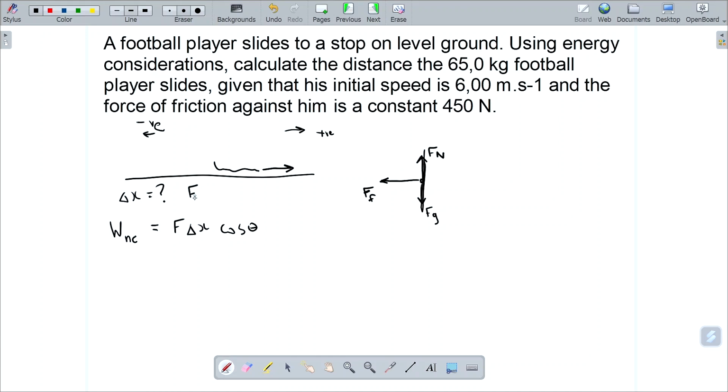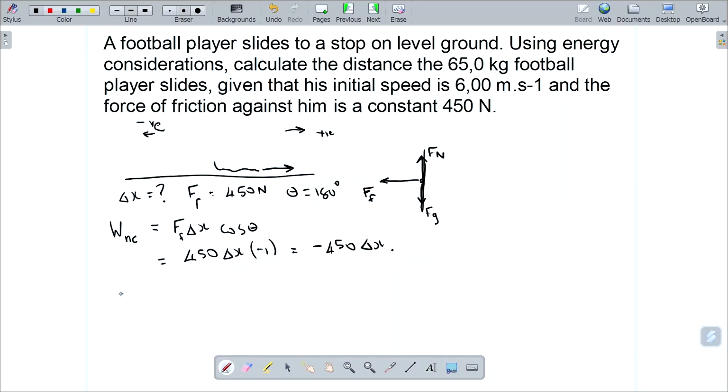We do know that the force of friction, this force here, is the non-conservative force, which is 450 newtons. And we also know that theta, because the direction of motion and the direction of the frictional force are opposite, is 180 degrees. Substituting this in here, we can see that the work done by the non-conservative forces will be 450 delta x times minus 1, because cos of 180 is minus 1. So this is equal to minus 450 delta x.